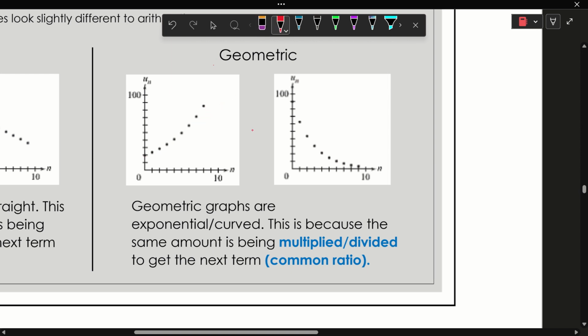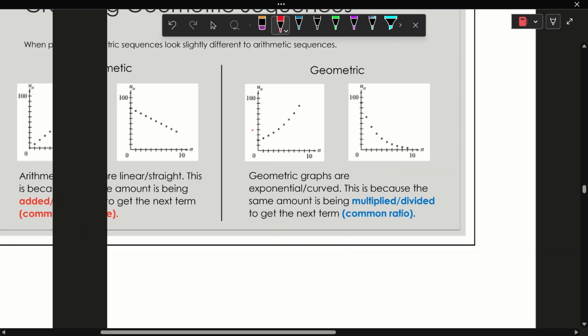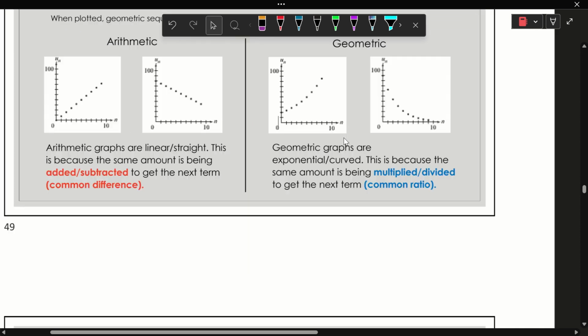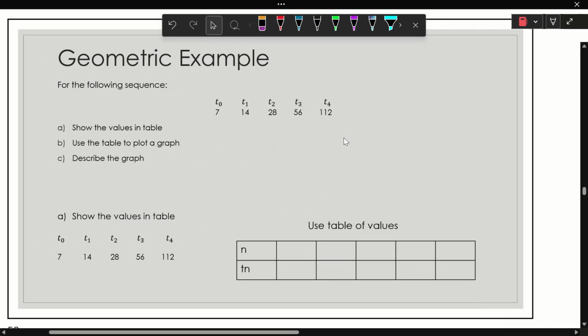Yes, Alana? Is there going to be like a question that relates like with linear and arithmetic? Yes, you might have one. Because linear is technically arithmetic, isn't it? All right, so just keep that in mind. Arithmetic questions, your lines are straight. Geometric questions, your lines are curved. All right, let's do this.